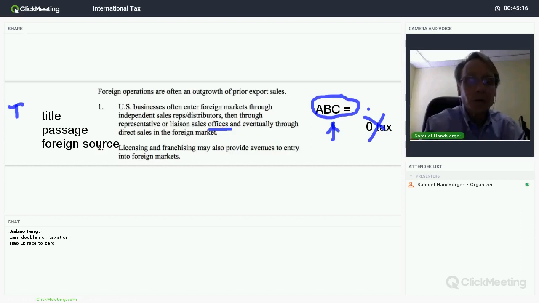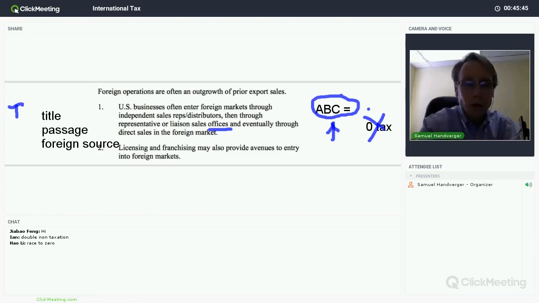Other reasons for having foreign operations: I've got a good patent here. A drug company might have a patent. Let's license that patent to a foreign country and make money. Makes sense. But the money made from licensing that patent, that royalty, is foreign source. So the question is, is that country going to tax it, and what does the U.S. do about it?